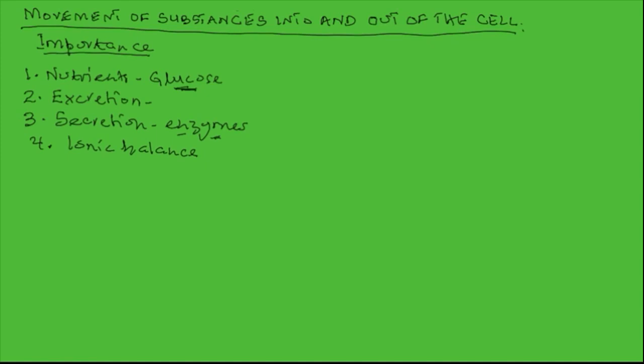Now, there are three processes by which substances move into and out of the cells. So look at the processes by which these substances move into and out of the cell. Whether it is acquisition of nutrients, excretion, secretion, or ionic balance, the substances will be moving through one of these three main processes.